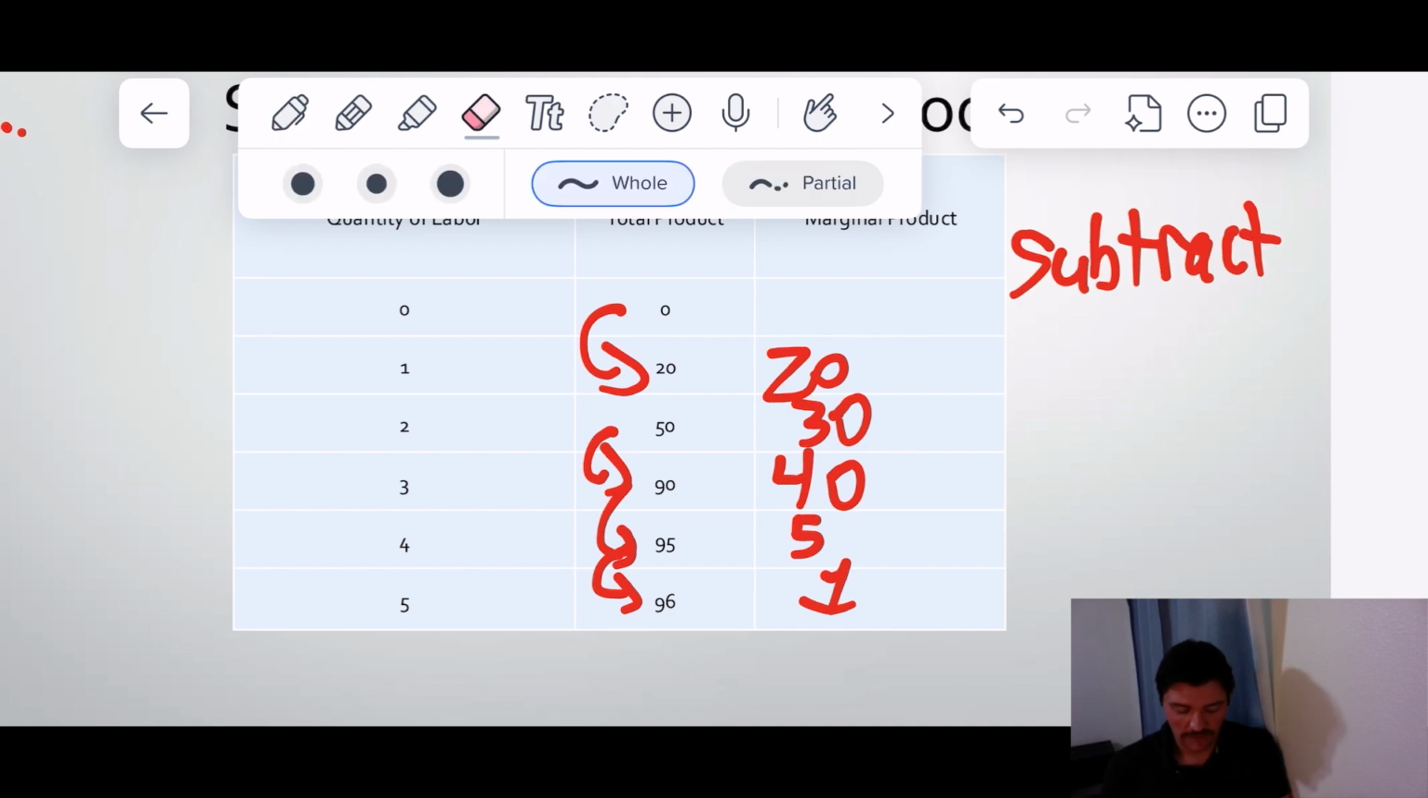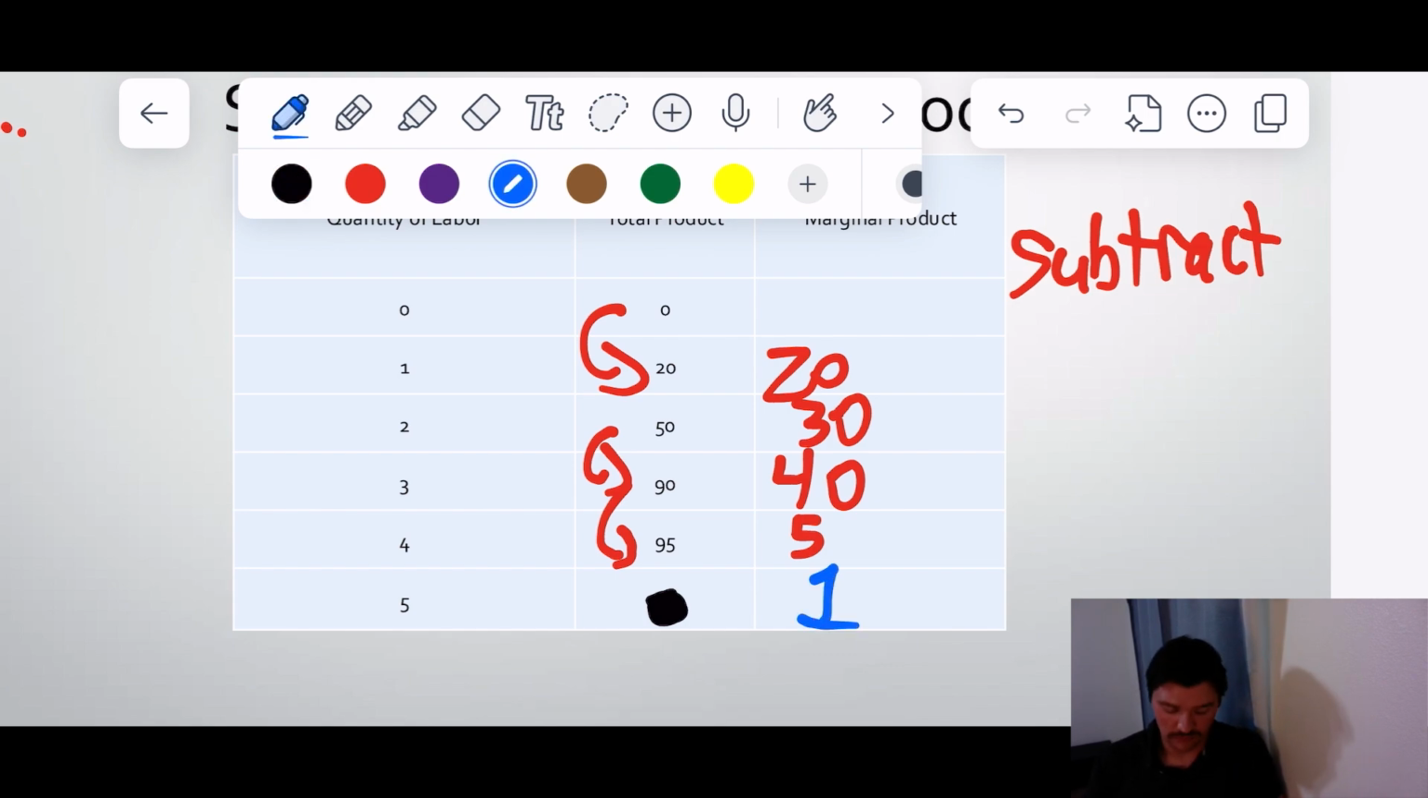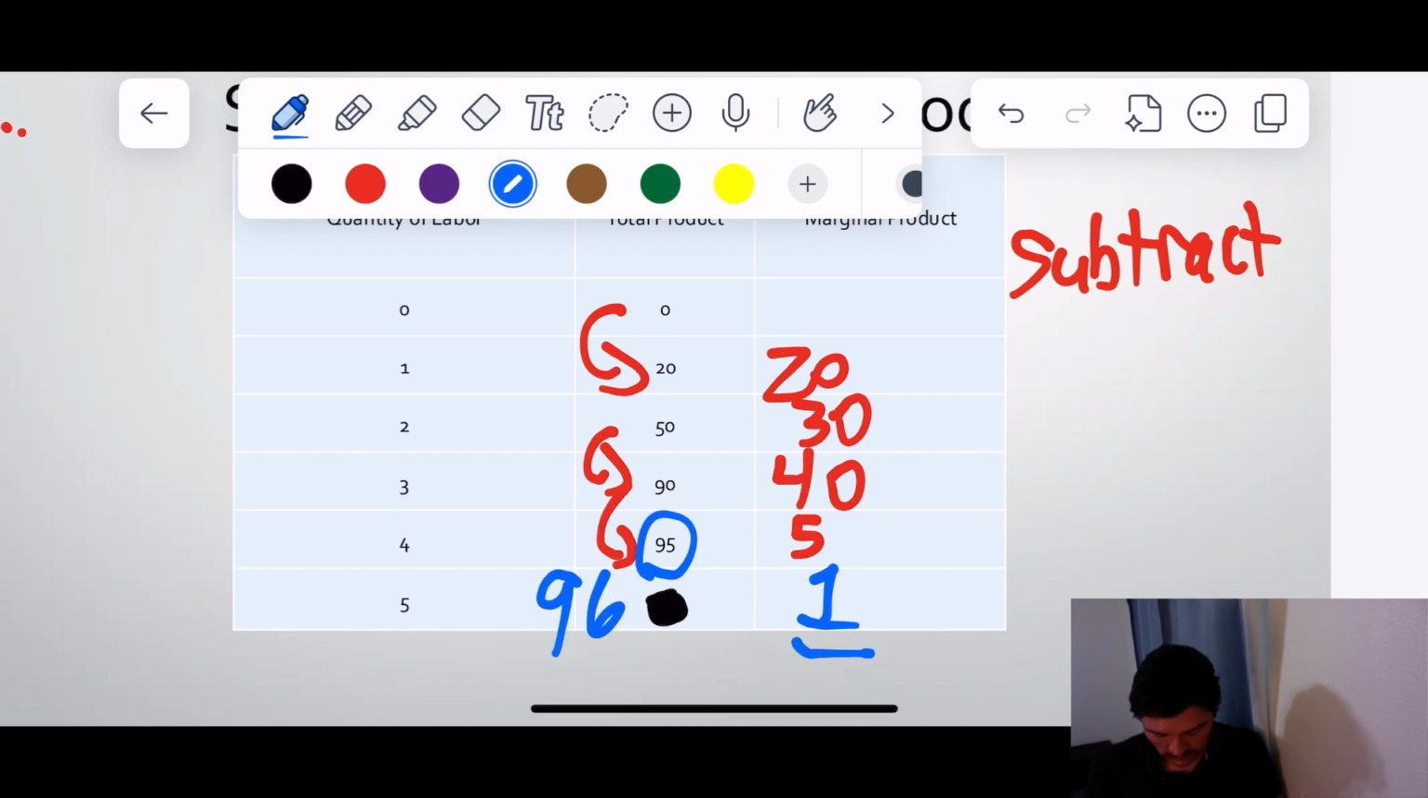Okay? If I did give you the marginal product, but you don't have the total, so if you're working backwards, you would just add the marginal product, right? So for example, if you didn't know what this number was, and you know that the marginal product was 1, then you'll be like, okay, we had 95, and we got an additional 1, so 95, 96. So you can just add the marginal product to find the total.